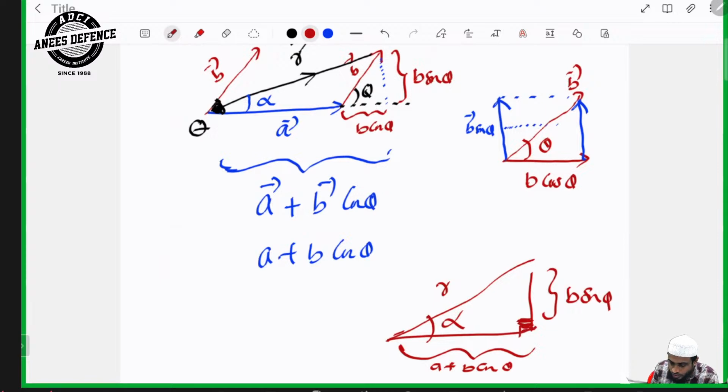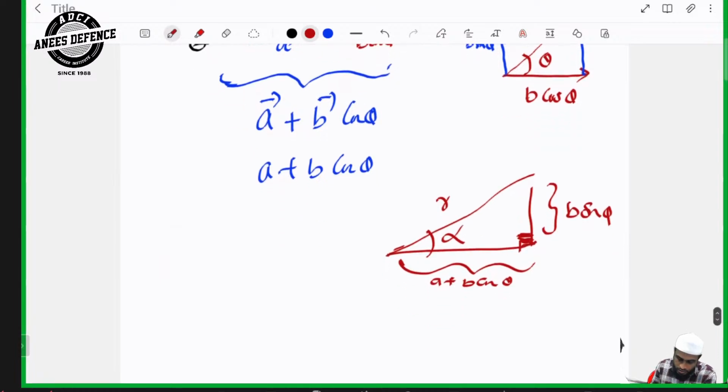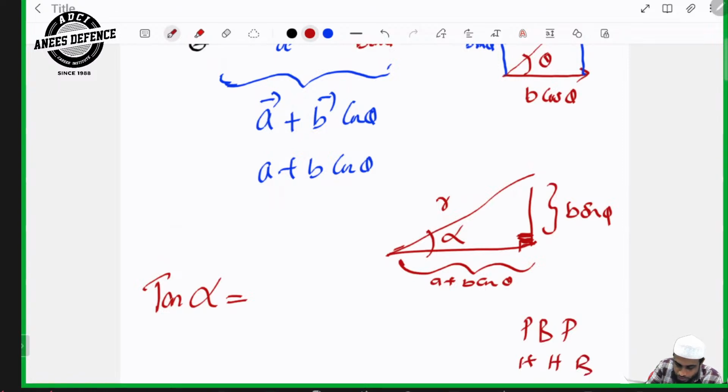Understood? So in this big triangle, please tell me what is tan alpha. Tan alpha will be sine by cos, not cos by sine. Tan alpha is sine by cos. So tan means perpendicular upon base.